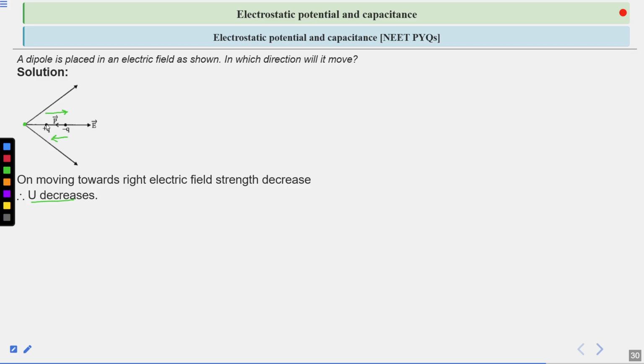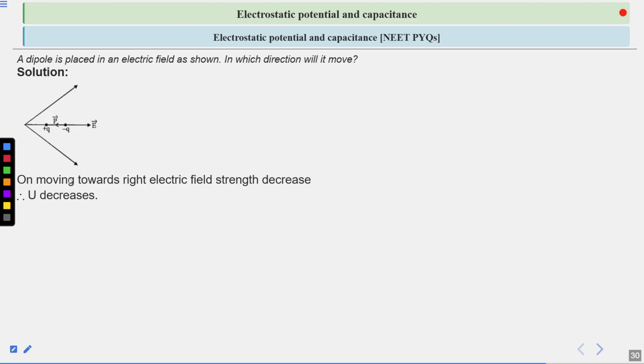Also we can say this positive charge experiences force in the direction of the electric field, and this negative charge experiences force in the direction opposite to the electric field. Since the positive charge is nearer to the source, it will experience more force than the negative charge. So the net force is in the direction of the electric field, and this dipole as a whole moves in the direction of the electric field. Also U is decreasing in this direction, so it will move in this direction.